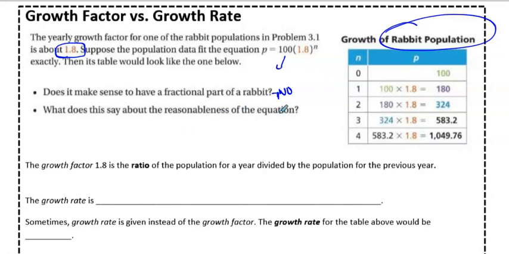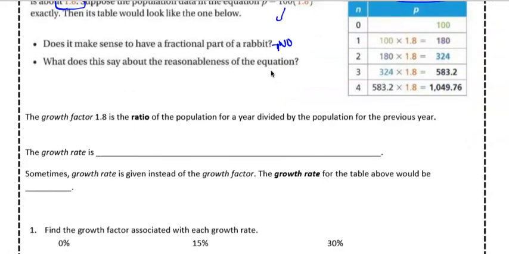What does it say about the reasonableness of the equation? Just when you're estimating, keep in mind that for the population we're using whole numbers, and when you're estimating for time, or whatever numbers you're getting for x and y, just make sure you round appropriately. If you need to round up, round up. If you need to round down, round down. No big deal.